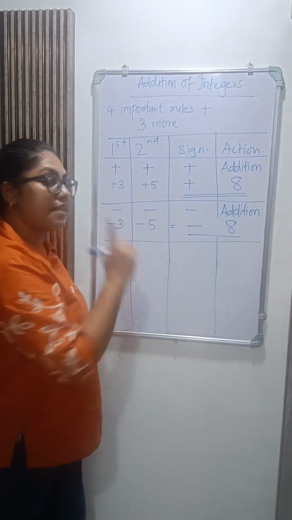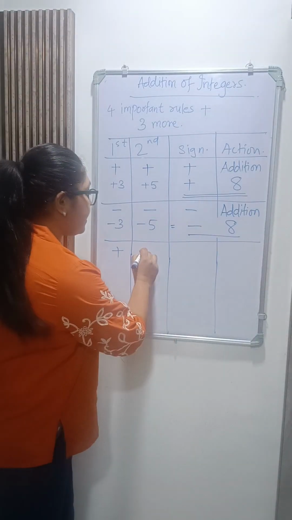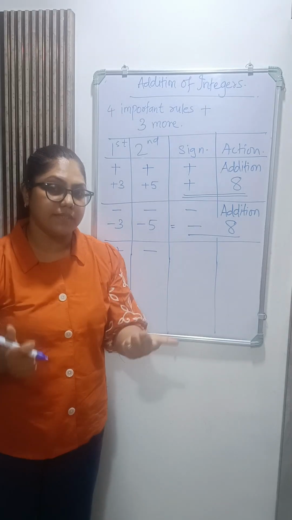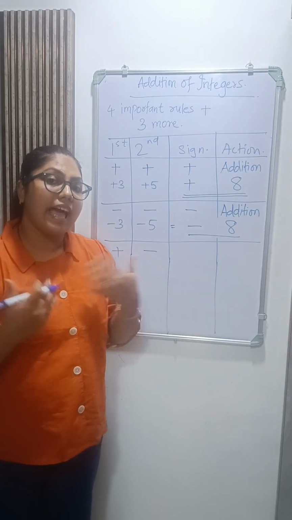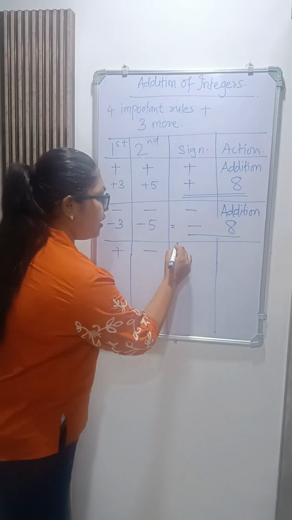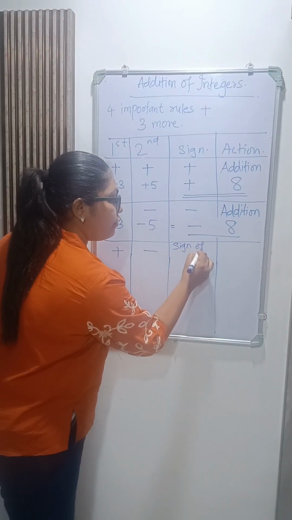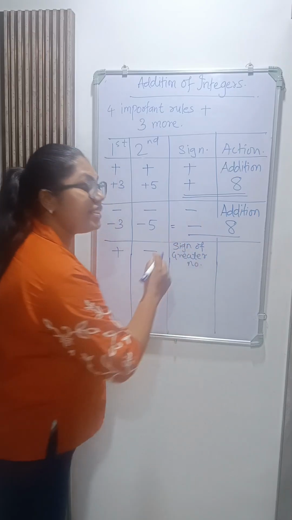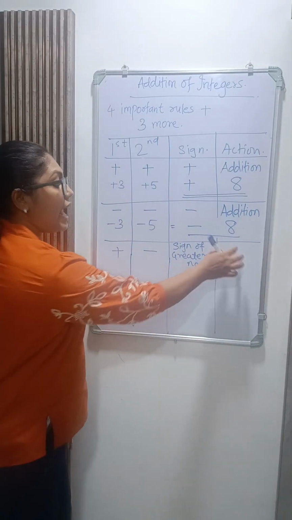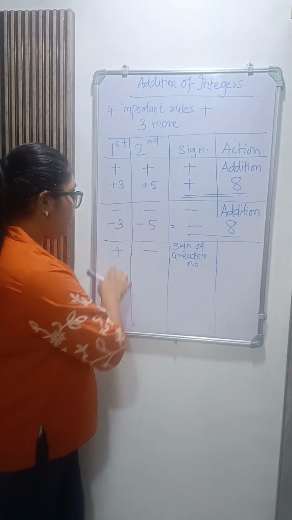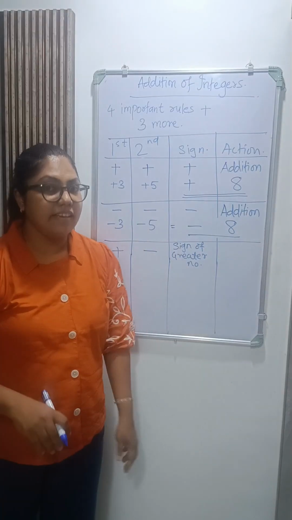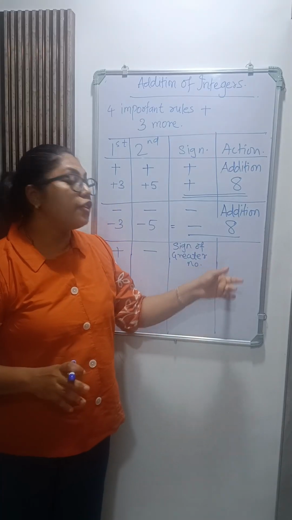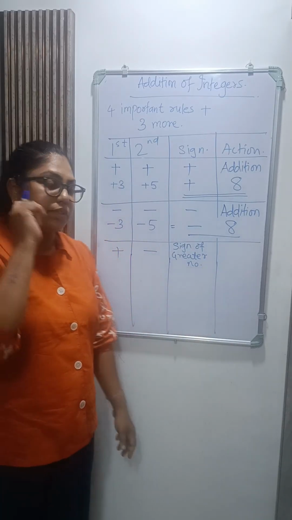if the first number is positive and the second number is negative. Okay, so here I have 2 numbers with opposite signs. So, which sign do I have to take? Then, the answer is the sign of the greater number. We will take the sign of the greater number. And what action do we have to take? If one is plus, one is minus, then because the signs are different, we are going to find the difference, that is subtraction.